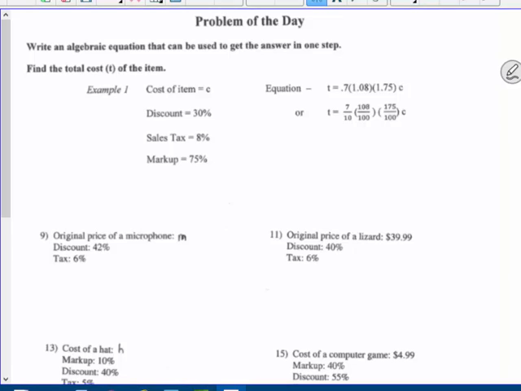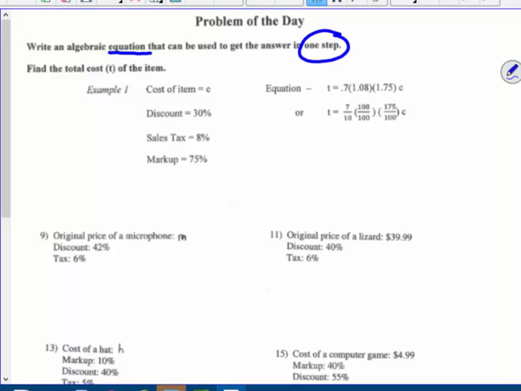Today's video is the last video in this playlist that has to do with percent and percent word problems. This is the problem of the day on page 19. It says, write an algebraic equation that can be used to get the answer in one step. So we've seen these several times on the last few videos.